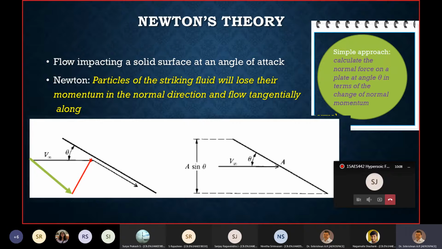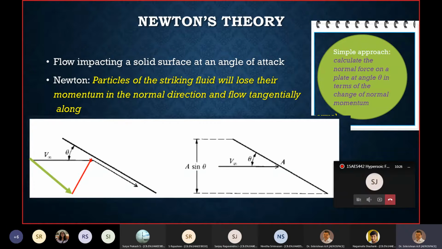The moment you say particles, it's more like a Lagrangian approach, right? That is, you consider them as having a finite momentum, a direction, velocity, etc. So he considered them as a group of particles hitting on a surface.